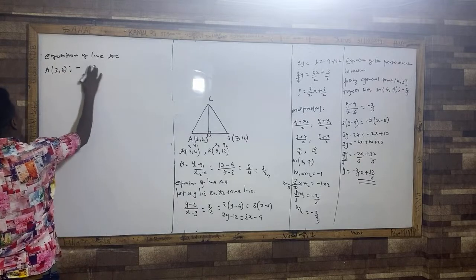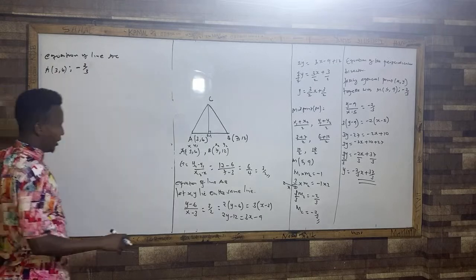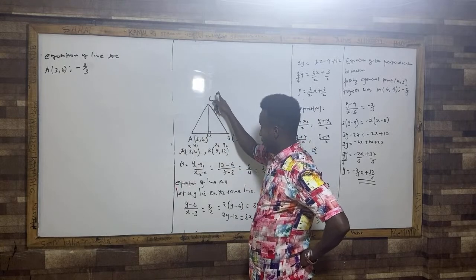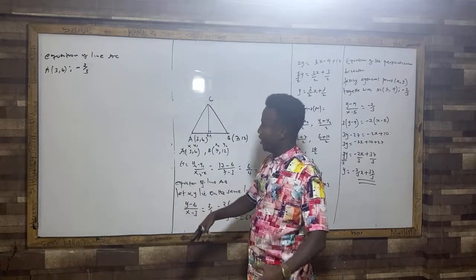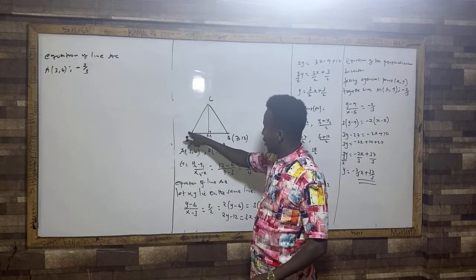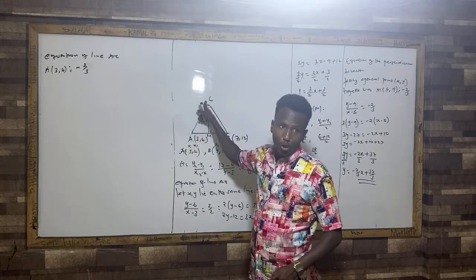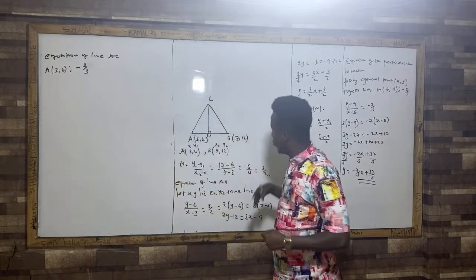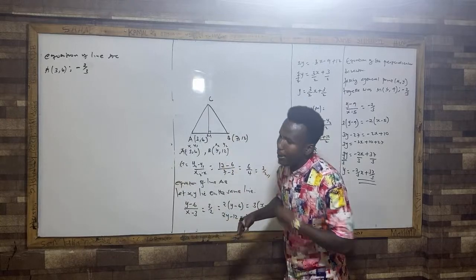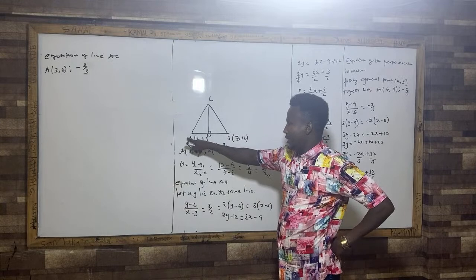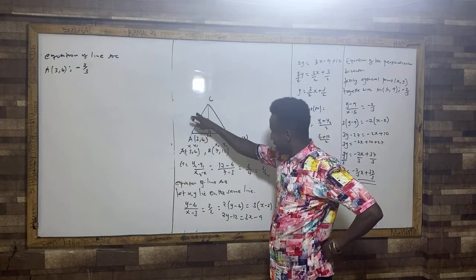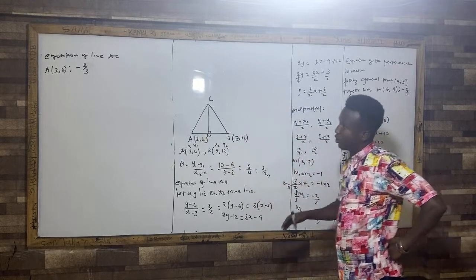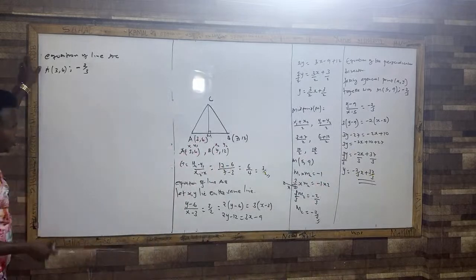Why am I taking negative 2 over 3, please? Let me make you understand the question. You are told AB is perpendicular to AC, and the equation of line BC is given. So forget about that one. Let me get the equation for you to get the coordinates of this point. You must have these two equations. But you are told AB is perpendicular to AC. I already have the point A. Let me get the gradient of AC, because AC is perpendicular to AB, and that is negative 2 over 3. It's just like CM because it's perpendicular to AB.